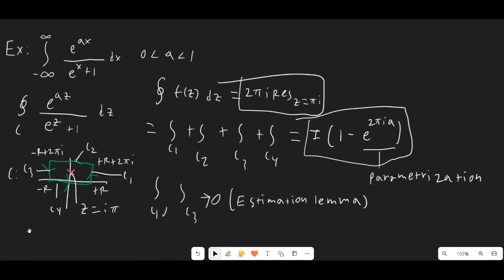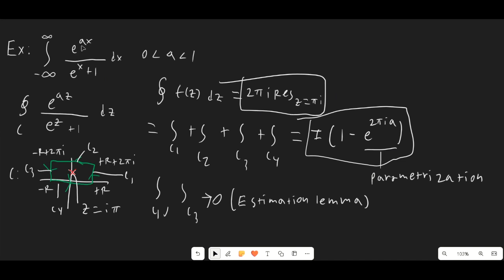We have the integral from negative infinity to infinity of e to the ax over e to the x plus 1 dx, where a is between 0 and 1. So we end up with a contour integral, and we're going to be going over the box contour. In this case, our k is equal to 2. So we just have this big box, go up by 2 pi I, go all the way back to negative r, and then go down by 2 pi I again. And we have a pole at z equals I pi, because e to the I pi equals negative 1.